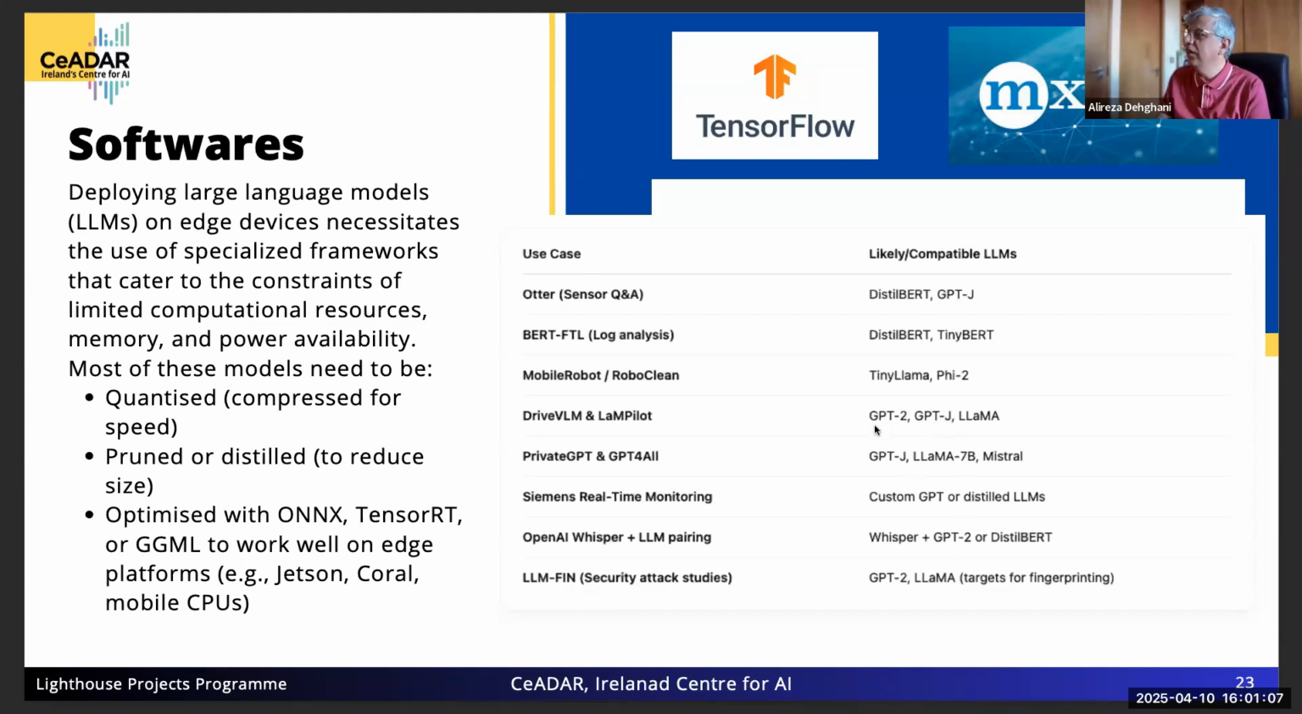Sometimes, like for Drive VLM and LAM Pilot, you can use GPT-2 or Llama directly. But sometimes, for a mobile robot, which is a more resource-constrained device, Tiny Llama is used. Phi-2, Microsoft's version of an LLM for edge devices, can be used as well, and so on.